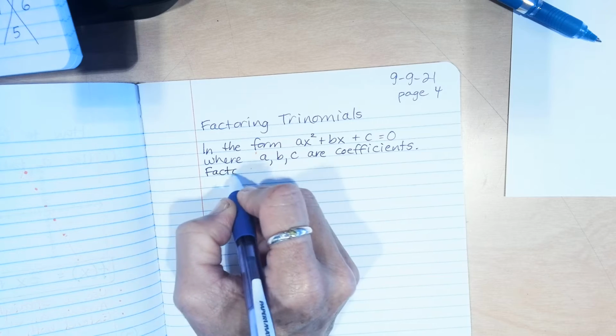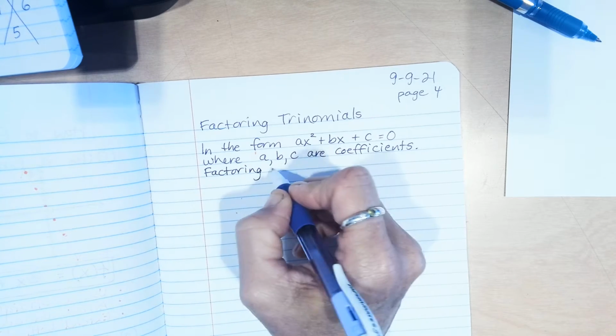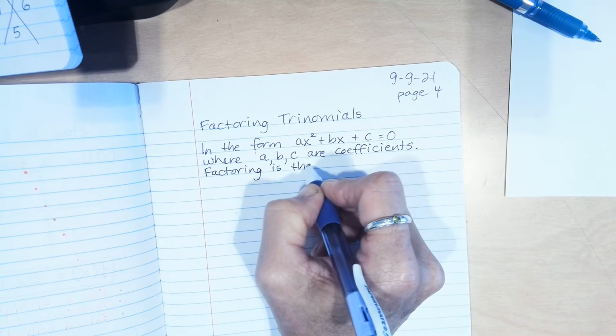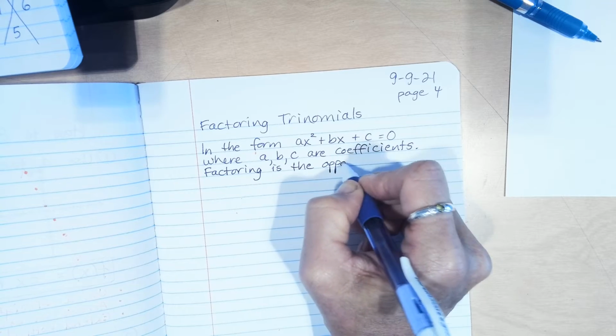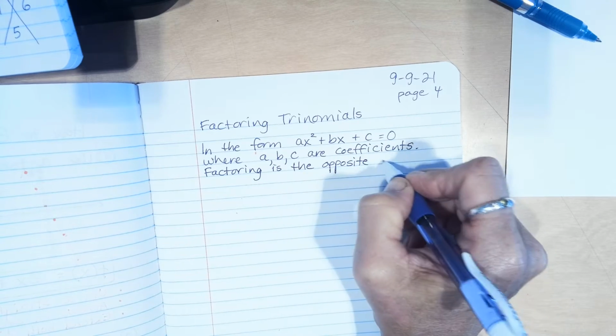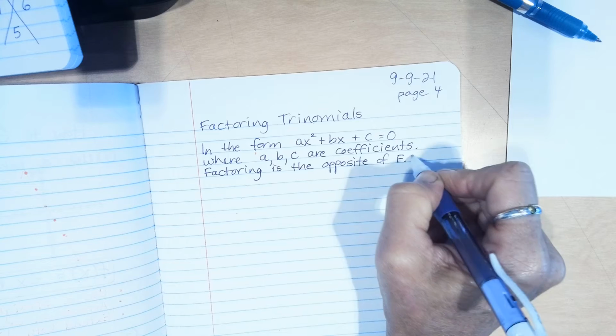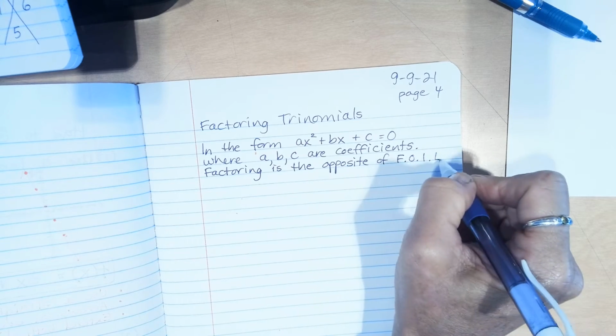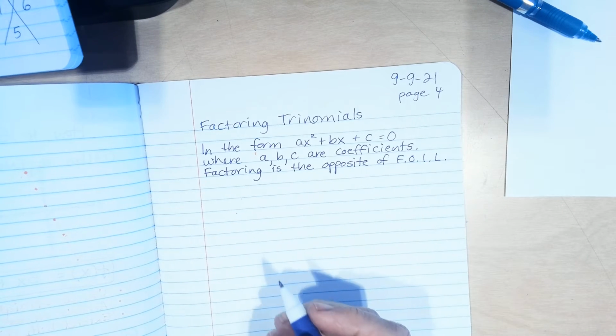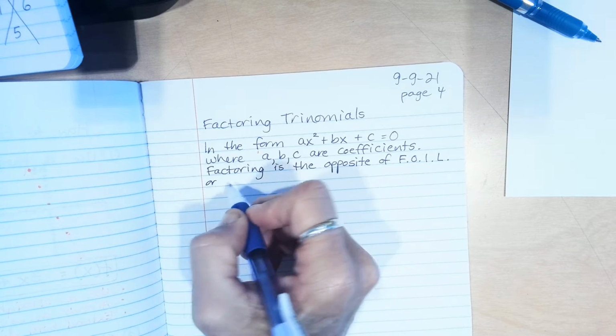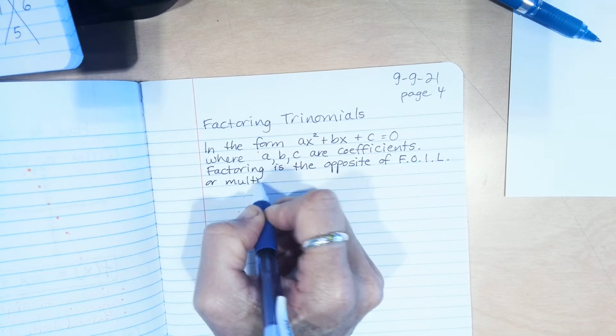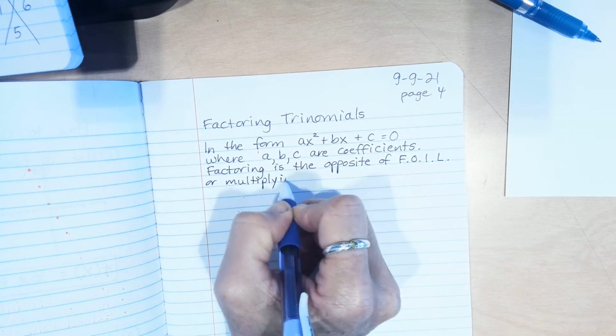Factoring is the opposite of FOIL. We also would call that the inverse operation. Or we'd also call it multiplying binomials.